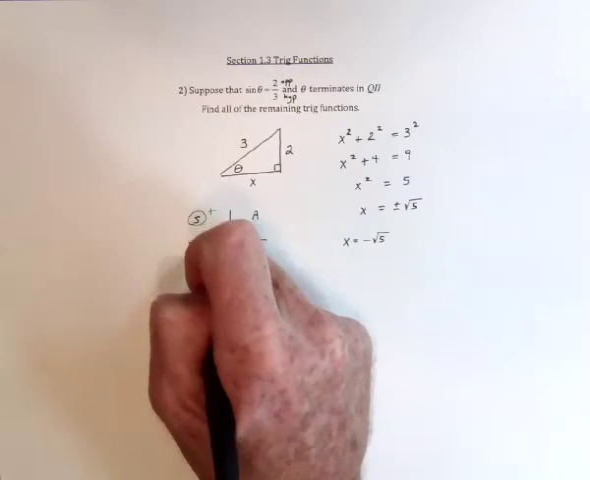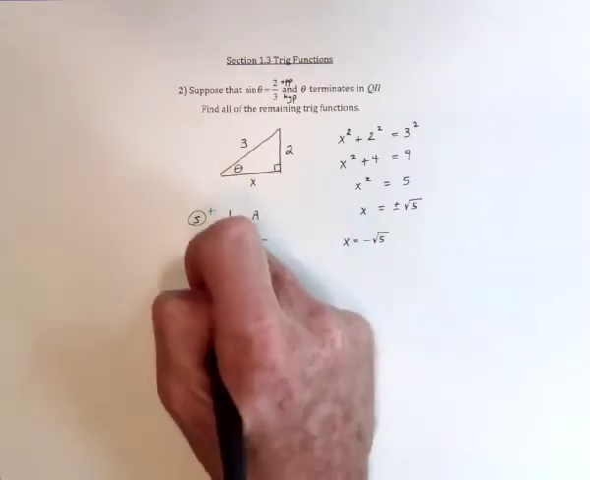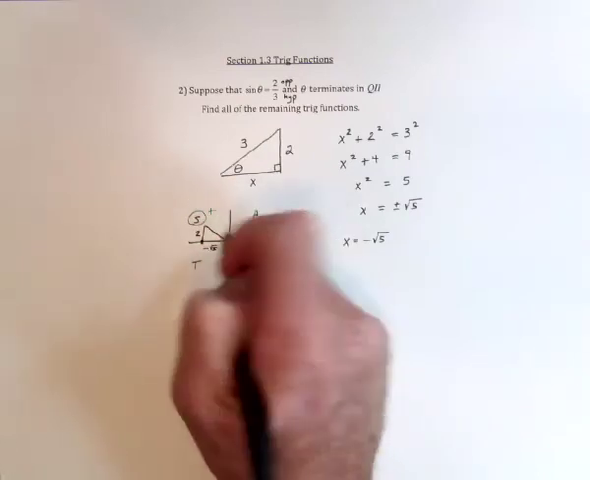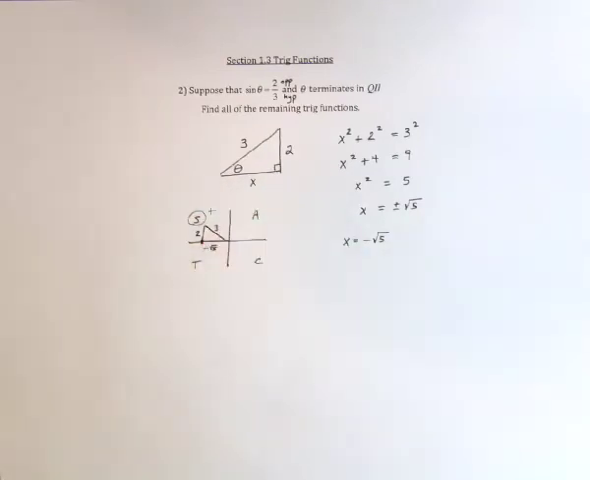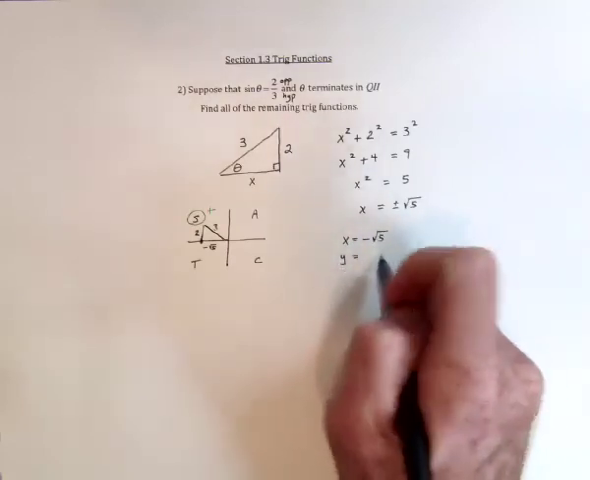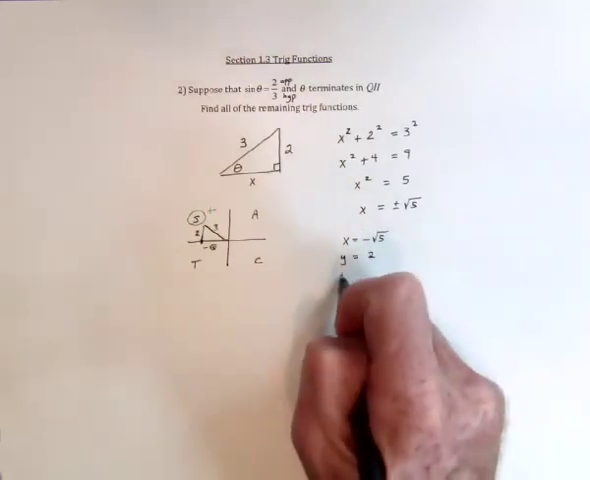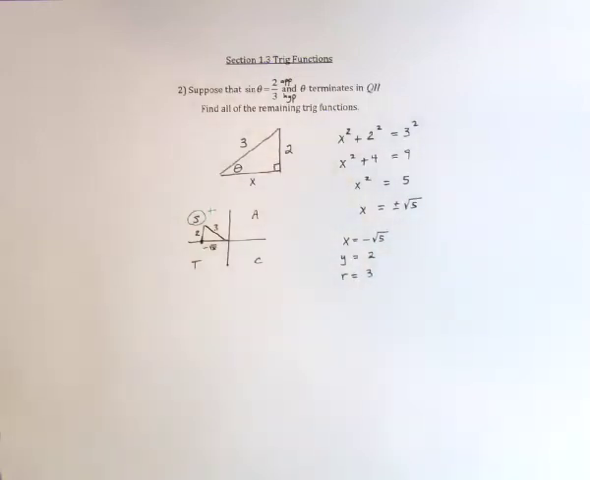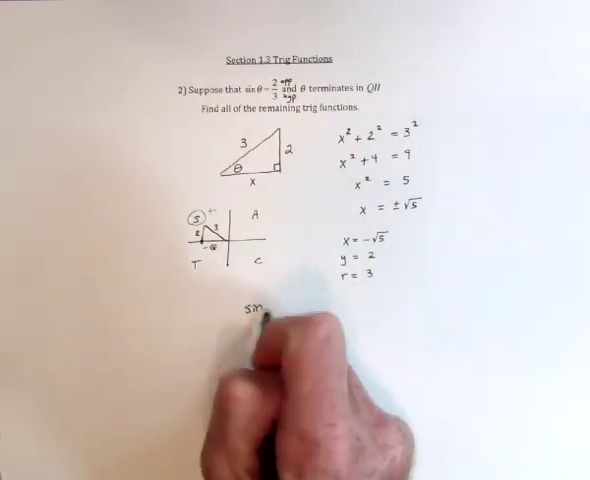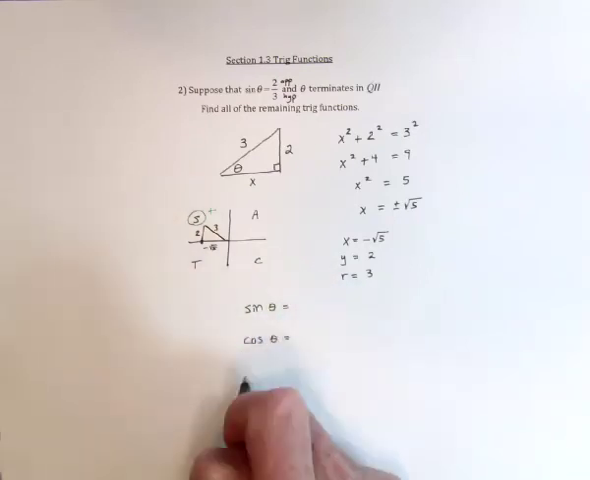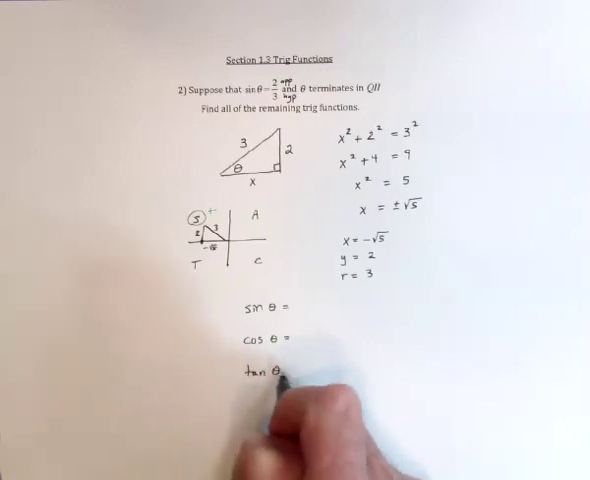And then we've got go up by 2. And this is the side 3. So we've got that the y value is equal to 2 and the r is equal to 3. So then find sine of theta, cosine of theta, and tangent of theta.